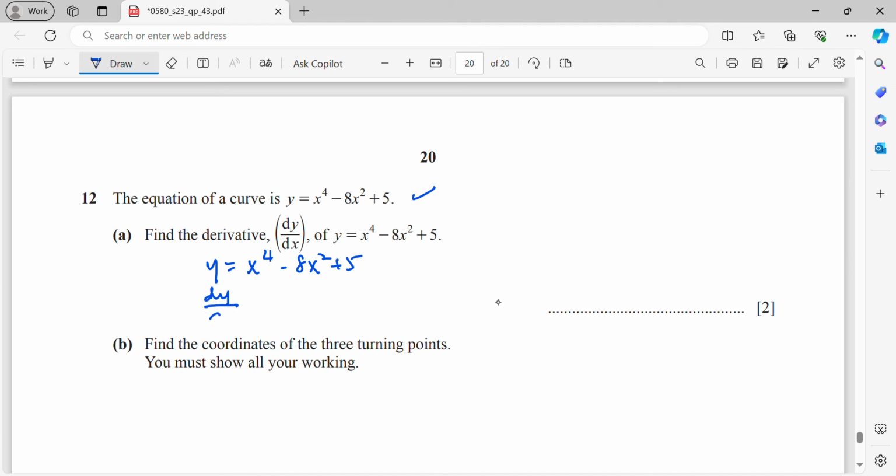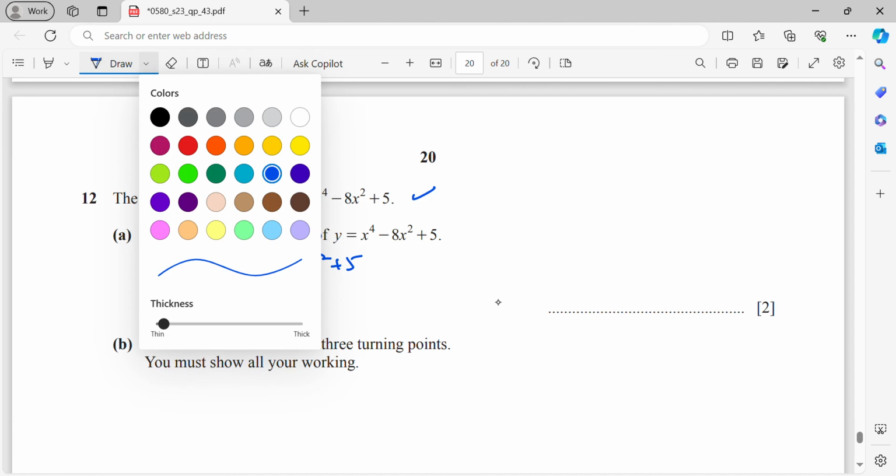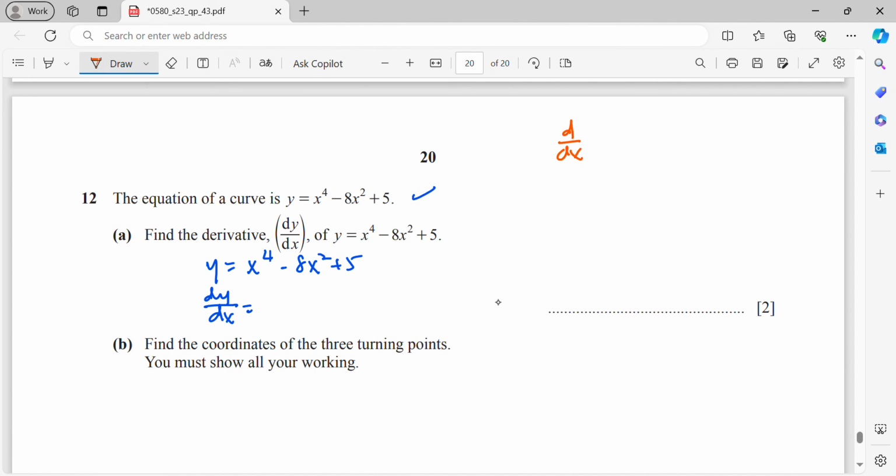So dy over dx, when we differentiate, let's say for example cx^n, you take out the c as a constant, then differentiate x^n. So this is going to be c times n times x^(n-1). Which means the idea is you move down the power of the x, and then the new power becomes minus 1 of the original power.